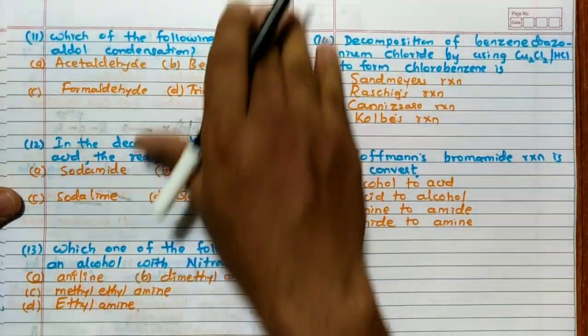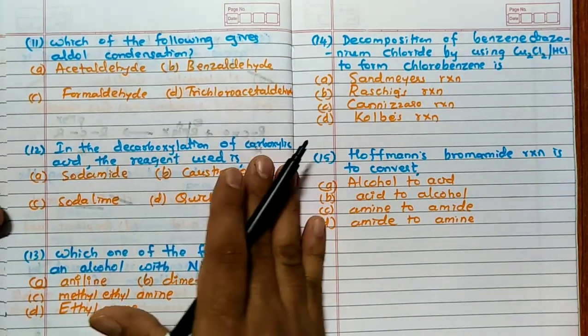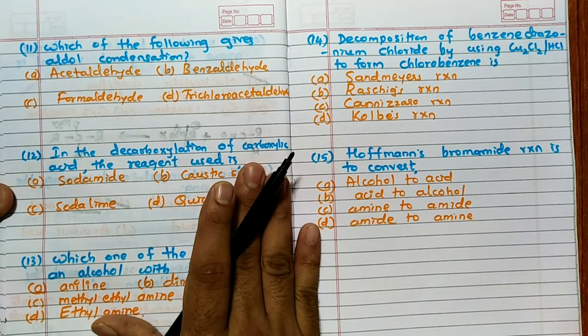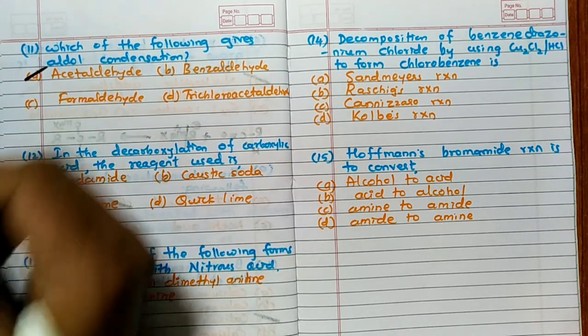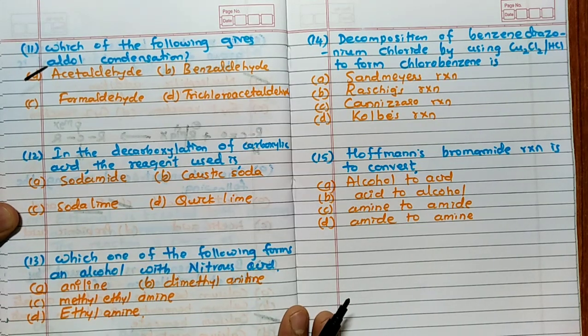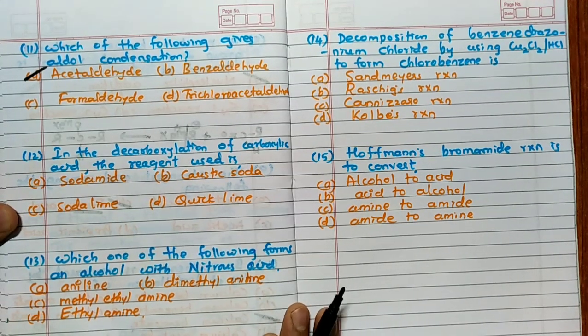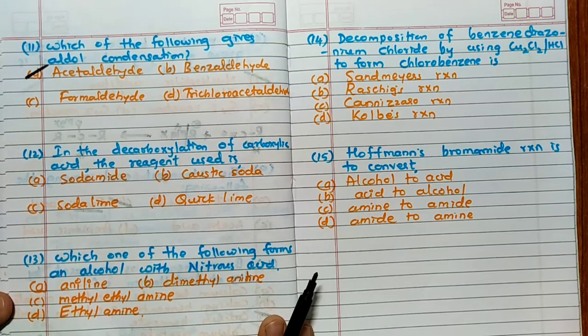The 11th question. Which of the following gives aldol condensation? Very simple. Aldol condensation, so there should be alpha hydrogen. Correct? There should be alpha hydrogen. Only acetaldehyde is the answer. Famous one, acetaldehyde, CH3CHO having the alpha hydrogen. In all these three, alpha hydrogen is not present.